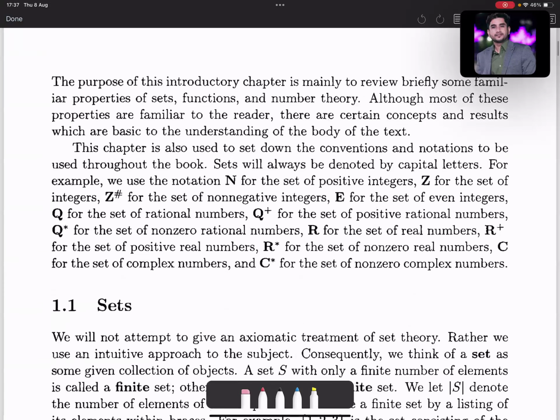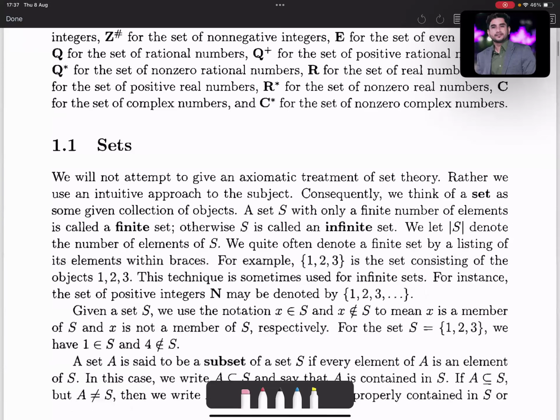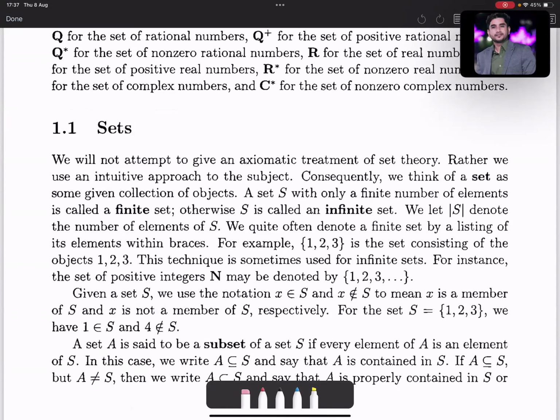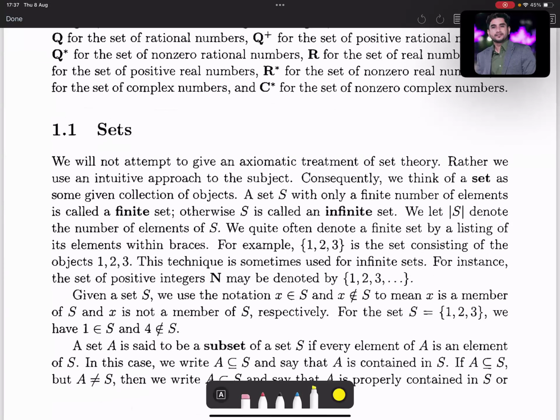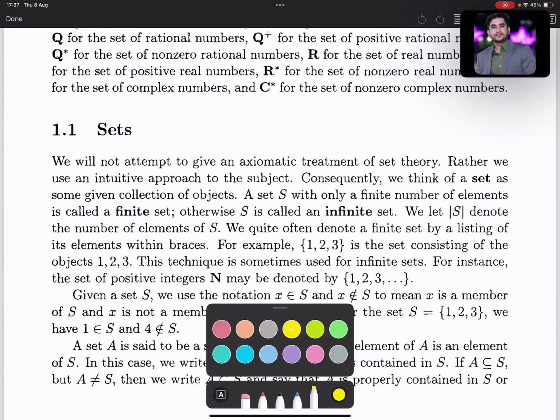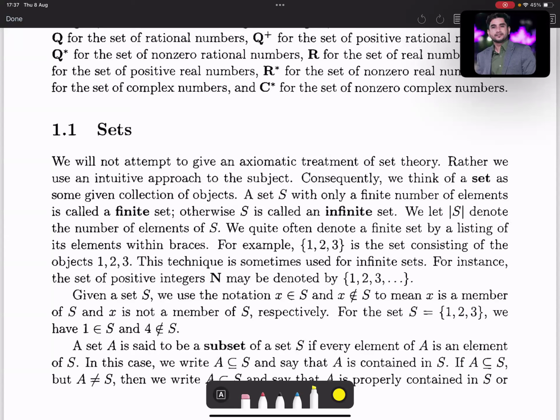So we have sets. We are not giving any axiomatic treatment of set theory, but we will only talk about the intuitive definition of set theory. So, particularly, a set with only a finite number of elements.